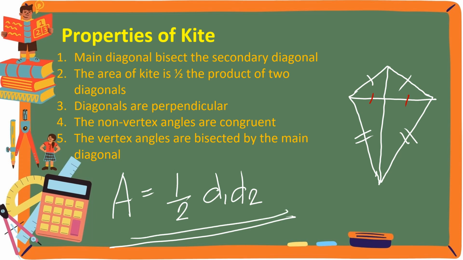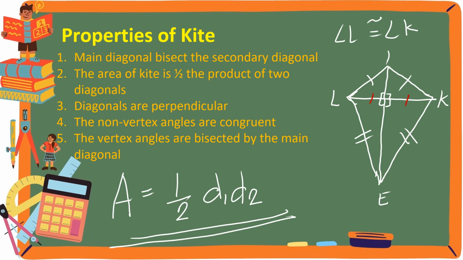And then, we have the diagonals are perpendicular. So, this is equal to 90 degrees. Yung gitna pong angle natin. Then, the non-vertex angles are congruent. The non-vertex angles, for example, this is LIKE. Our non-vertex angles are angle L and angle K. So, they are congruent. Pero yung I at E, hindi.